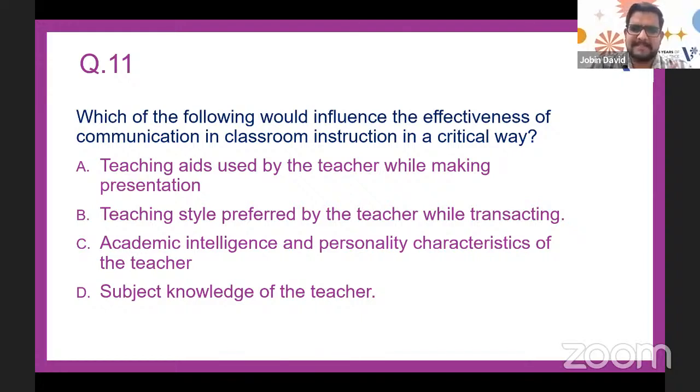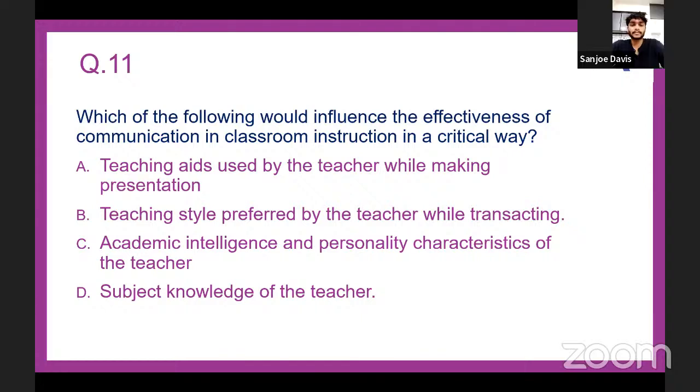If we take teaching aids, academic intelligence, or the subject knowledge of the teacher, the difference is made by the teaching style preferred by the teacher. The style he prefers while transacting the communication is what affects the classroom instruction in a critical way. So can we go with option B? Yes, sir. Teaching style.